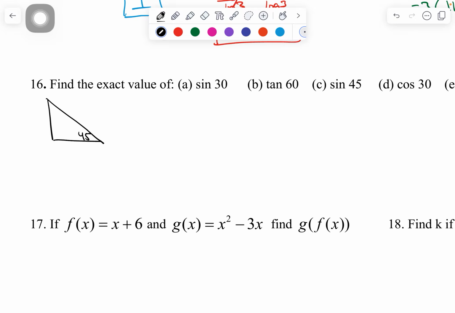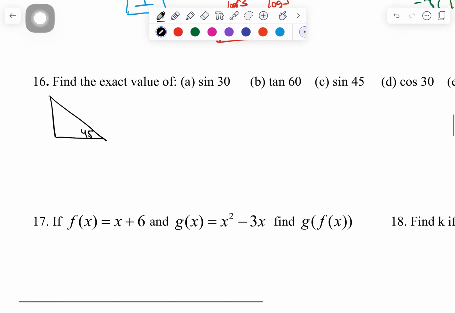So let's see if this is 45. What was this? 1 root 2 over 2. No, that's not right. Give me a second. No, it is root 2 over 2. Sorry.